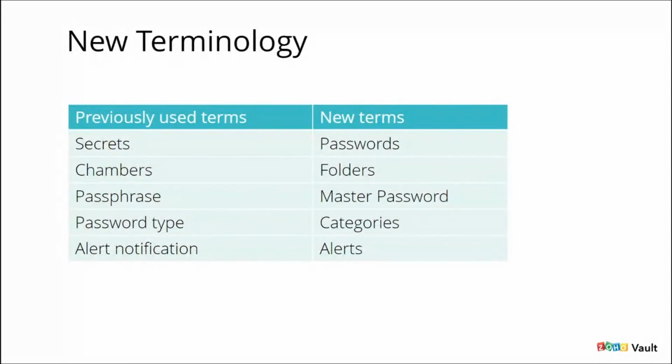Now, before we step into the screens from our new UI, let's just quickly take a look at the key terms used in the product that will be replacing the existing terms. So, if you're already on the new interface, I guess you would be familiar by now with all the new terms. But if you're not, here's a quick recap. Secrets have now been renamed to passwords, chambers to folders, passphrase to master password, password type to categories, and alert notification to just simply alerts.